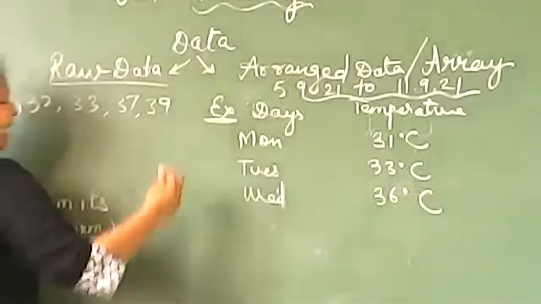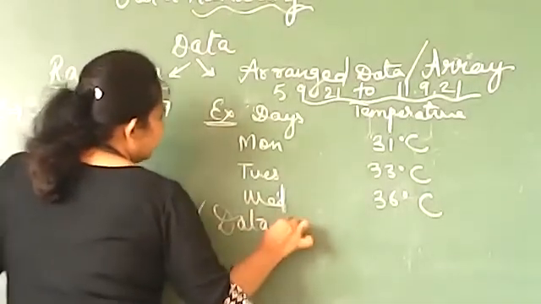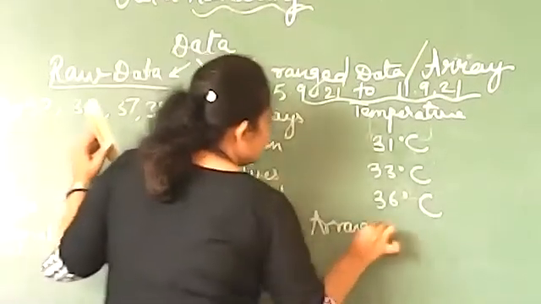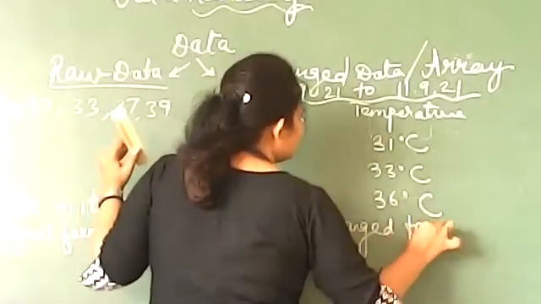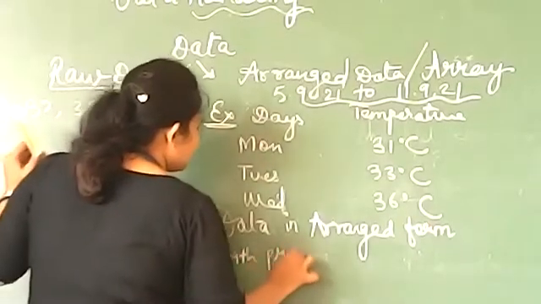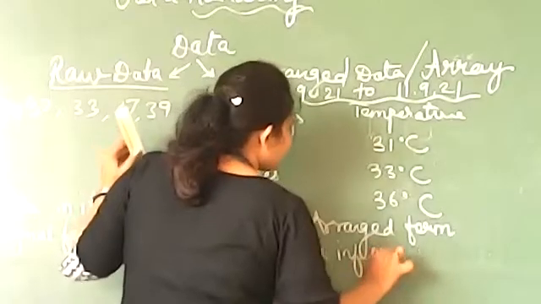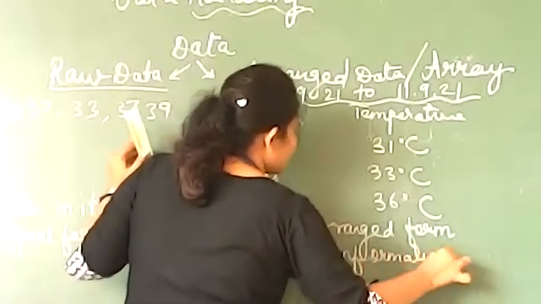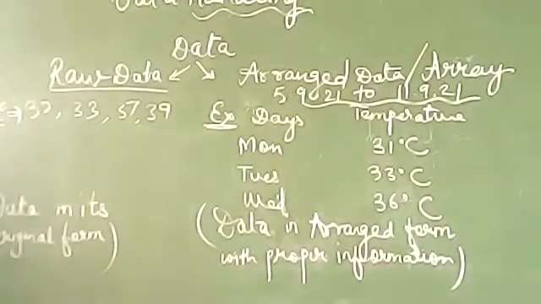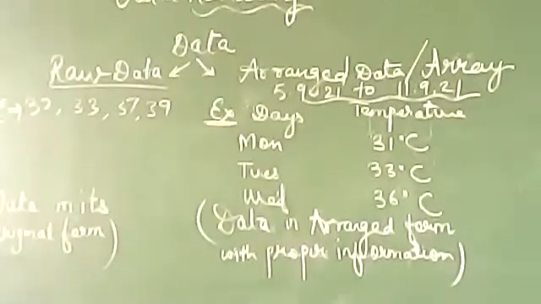Arranged data or array data, in arranged way, arranged form with proper information. चलो, ये हो गया आपके पास डेटा. Now all of you write it down, and then I am going to teach you the very, very important next topic to you.